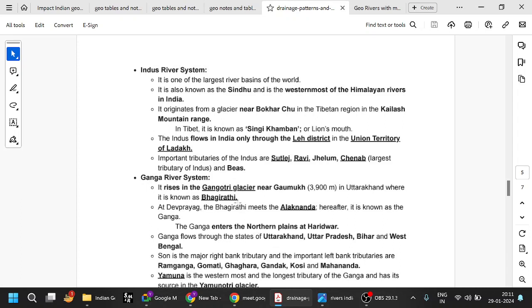It is also known as Sindhu and is the westernmost of the Himalayan rivers. It originates from a glacier near Bokhar Chu in the Kailash mountain range. This is very important: where the river system originates from, where it is flowing, and where it is merging in the ocean. All those three are very important. In Tibet it is known as Singi Kamban or lion's mouth. It flows through Leh district, and important tributaries are Satluj, Ravi, Jhelum, Chenab, and Beas.